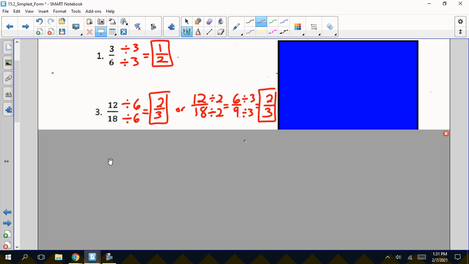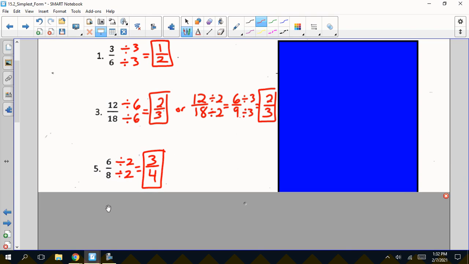Now, if you chose not to use 6, you might have divided by 2 and got 6/9, and then divided by 3 and got 2/3. You may have also divided by 3 at first and then had to divide by 2, but you would still get to 2/3. On number 5, the only number that they had in common was 2, and that was 3/4 in simplest form.